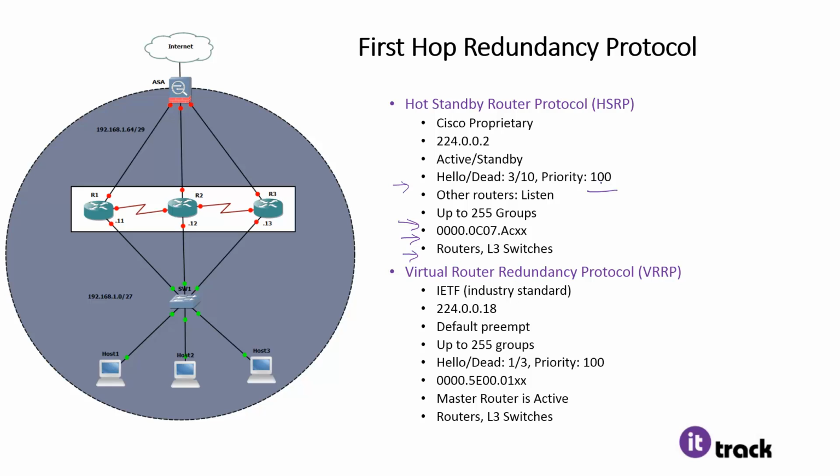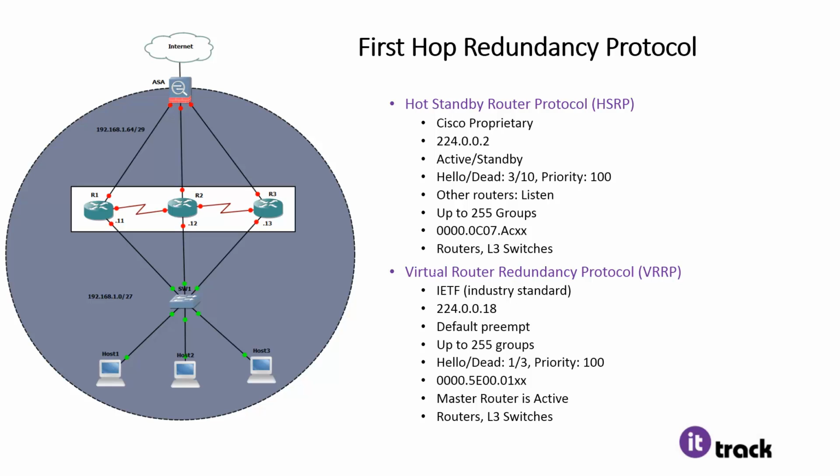So priority just refers to who's going to be the active router. If you have one router that's got a priority of the default of 100, you make another one a priority of 110, the guy that's 110 is going to be the active router. Higher is better when it comes to priority. Okay, so then we have VRRP, or Virtual Router Redundancy Protocol.